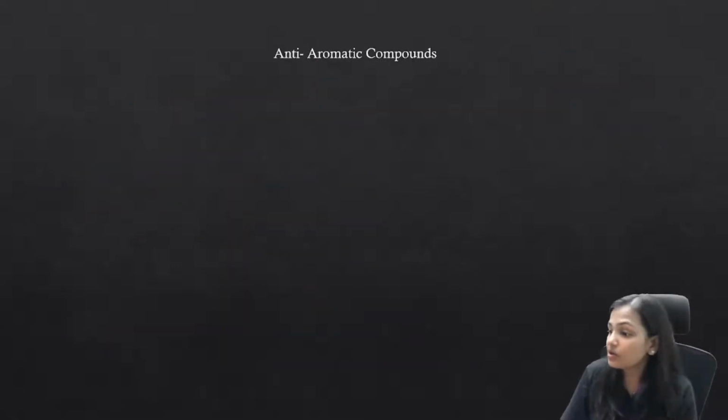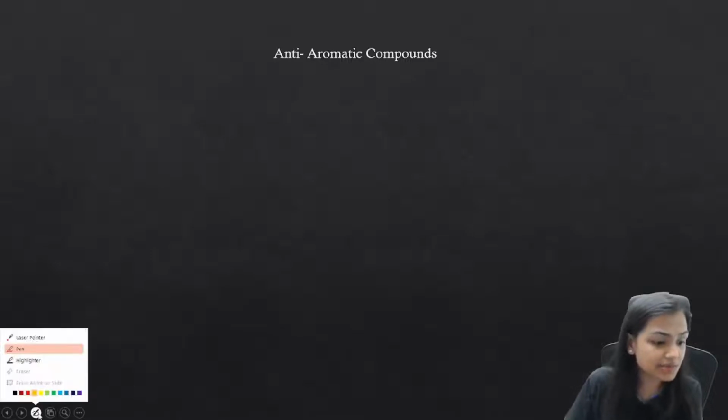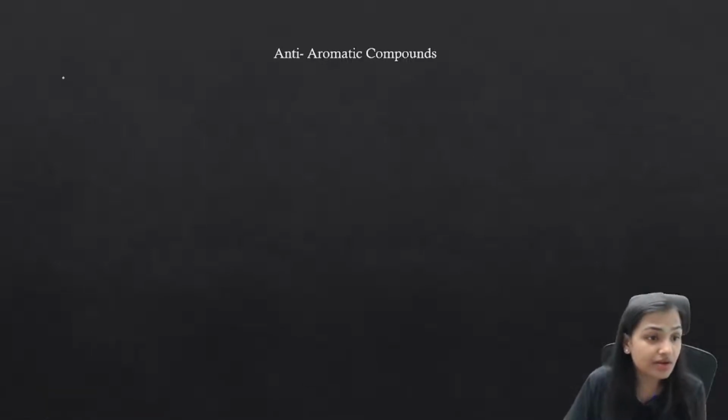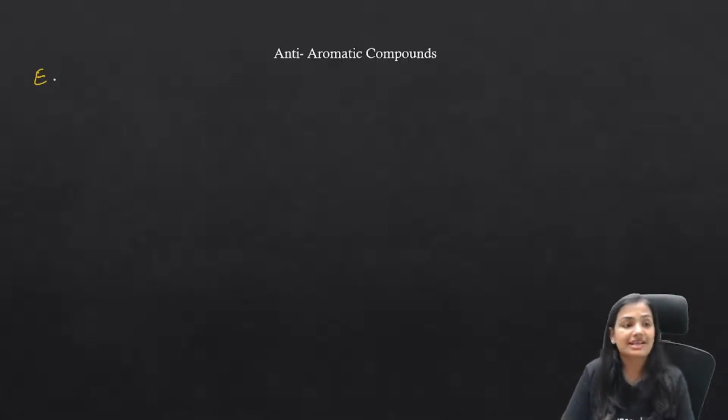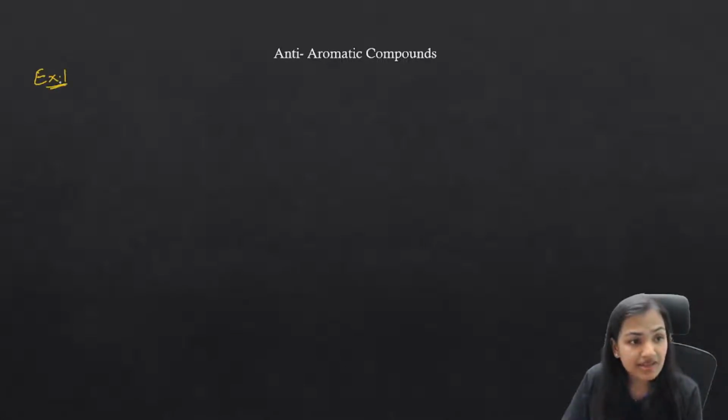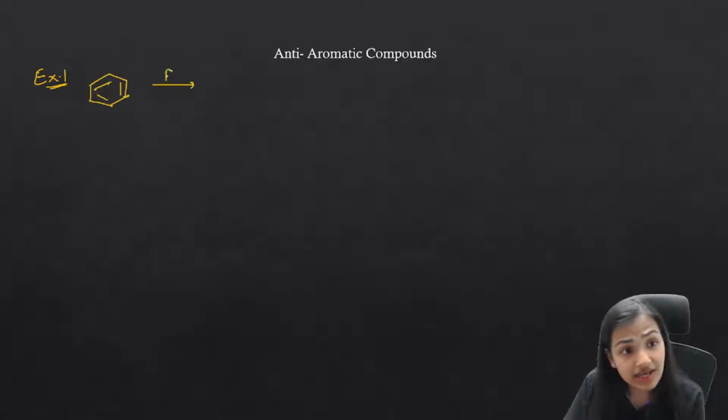Now, let's look at some examples of anti-aromatic compounds. How can we understand that a compound is anti-aromatic? I will be taking examples which would be new to you, and you will definitely learn something through them. So, here we have example number 1. Example number 1 says that you have a benzene ring, and this benzene ring has to react with 2 moles of Fe.